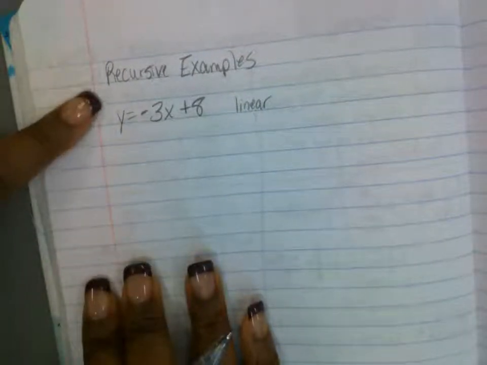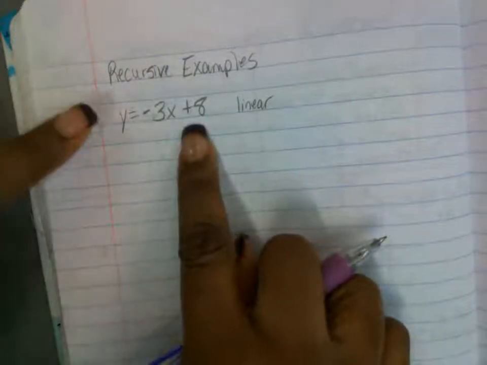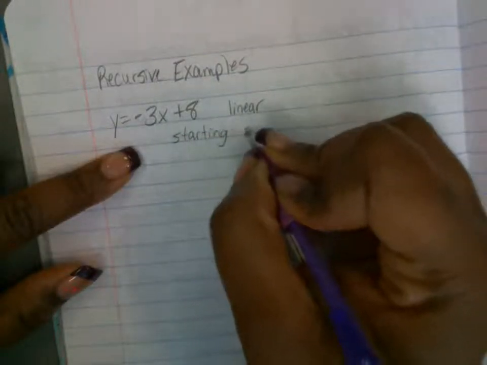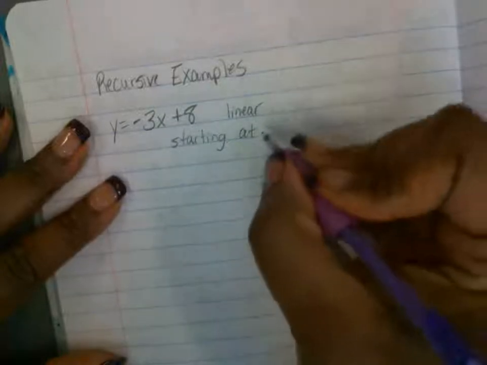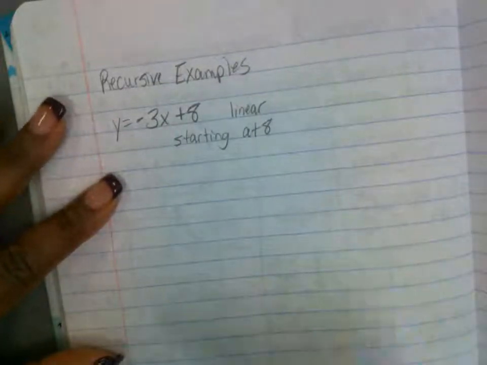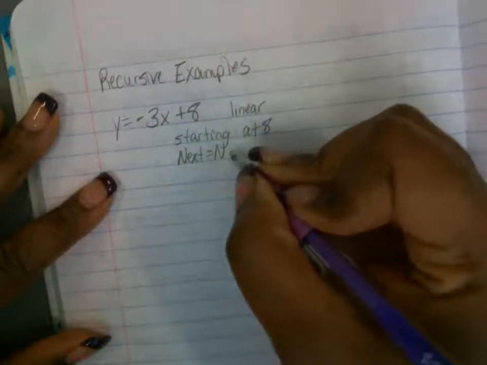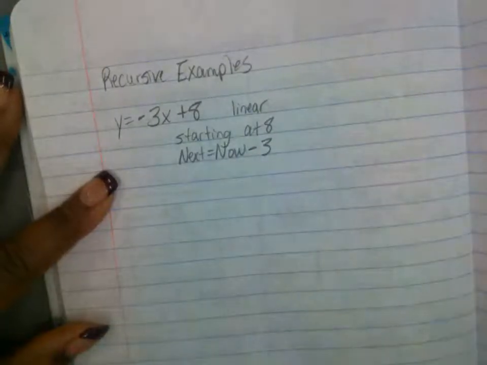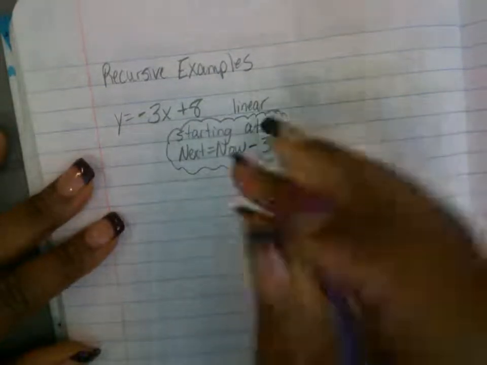Okay, so now we're going to write the recursive form for this linear function. So the first thing that we do is write starting at, what number are we starting with in this sequence? We're starting with 8. 8 is our starting amount. And since we're using next now, we automatically say our next number is equal to whatever the now is. And what am I doing every single time to get to the next number? Minus 3. I subtract 3 to get to the next number. So this is going to be my recursive formula.